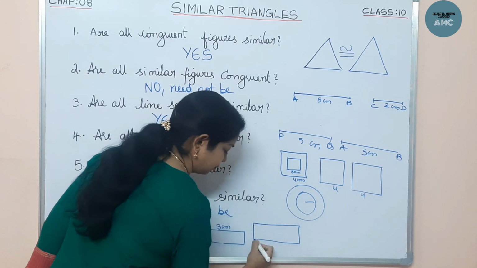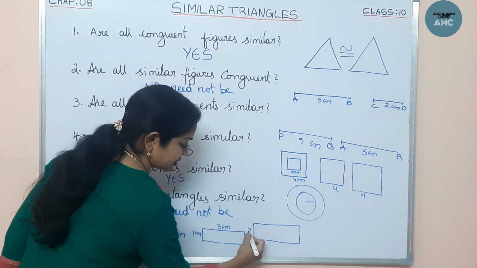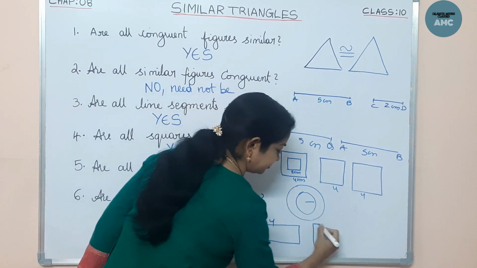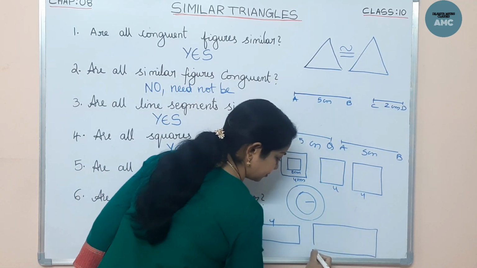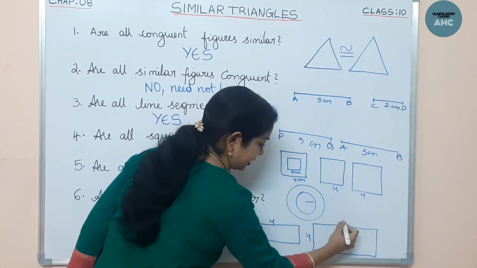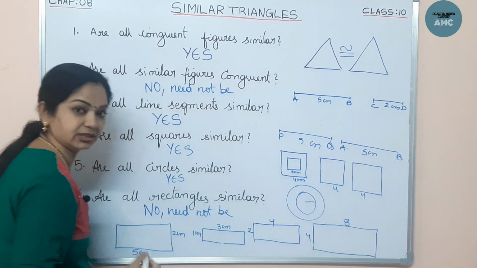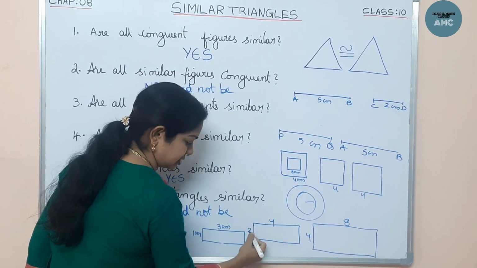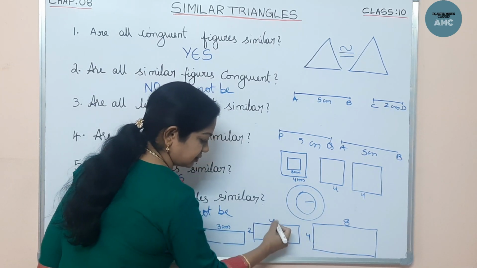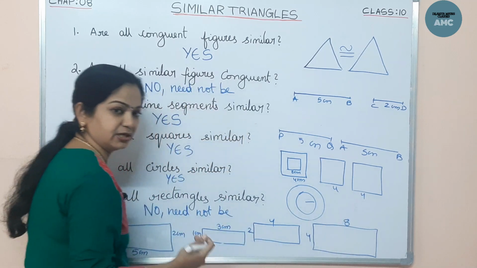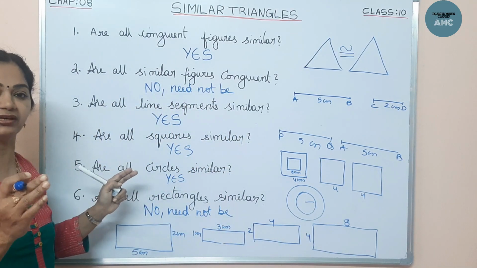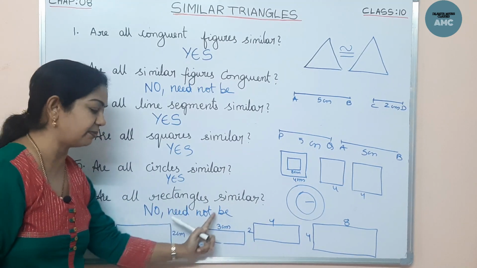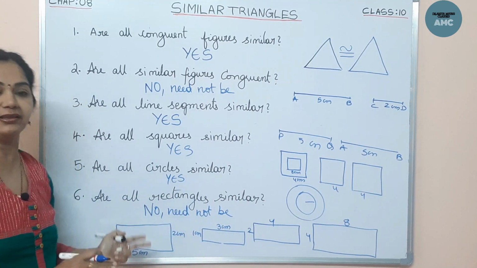So, if I see here, in one case, this is 2 and this is 4 centimeters. And if I take a bigger one, this is 4 and this is 8, suppose, centimeters. So, in proportion, see here, in the same ratio: 2 centimeters, 4 centimeters, 4 centimeters, 8 centimeters. So, in proportion, if I increase, then they are similar. That's why I told you need not be. That means they may be, they may not be.